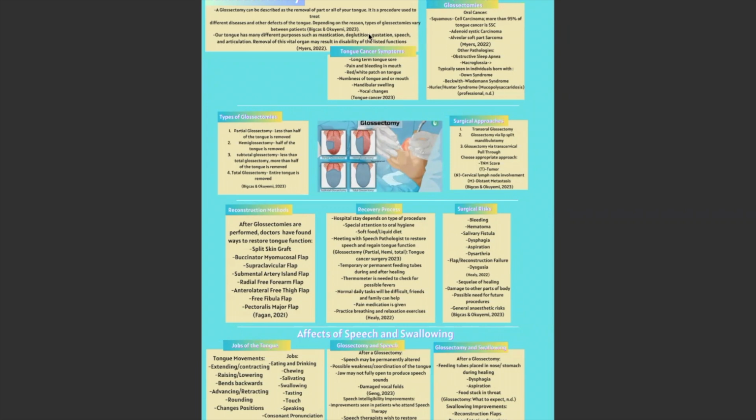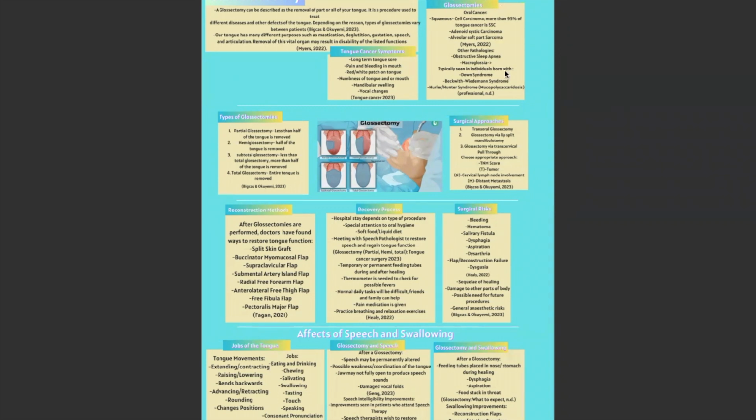Another way in which doctors decide on which surgical approach to use is through the TNM score, which is primarily for cancer patients. The surgical approach can be determined by the size of the tumor, if the tumor has traveled through lymph nodes, or if the cancer has spread to more distant bodily structures.